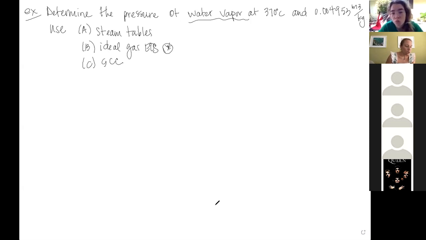We don't know a set pressure for the system. That's what we're trying to figure out. So it's a little bit different than the example problems we've been doing before. We have our temperature that's given. Sorry, I'm just checking something really fast.